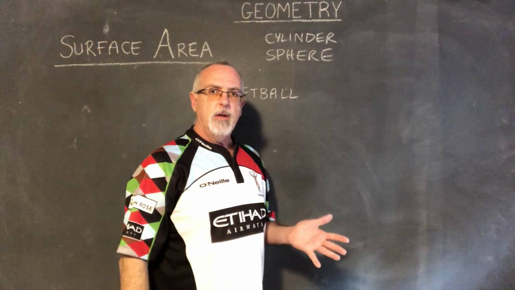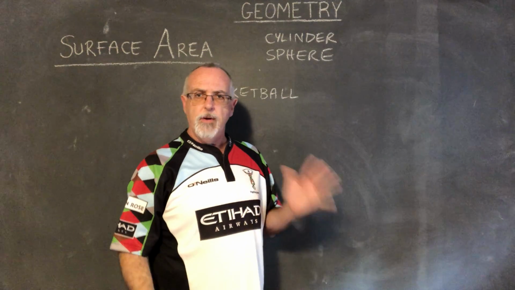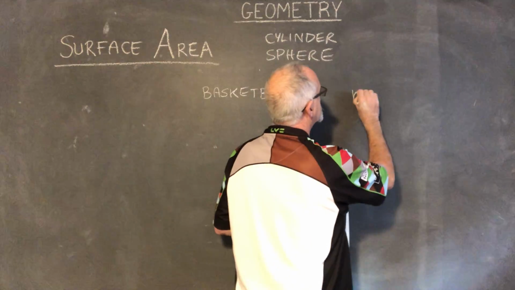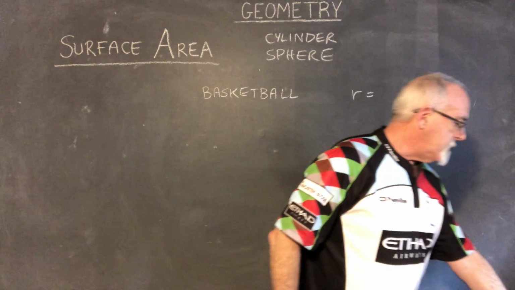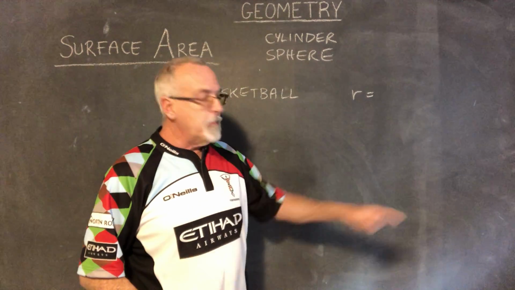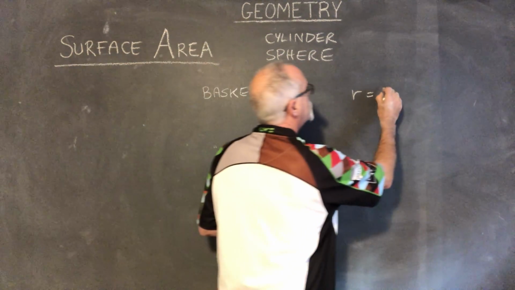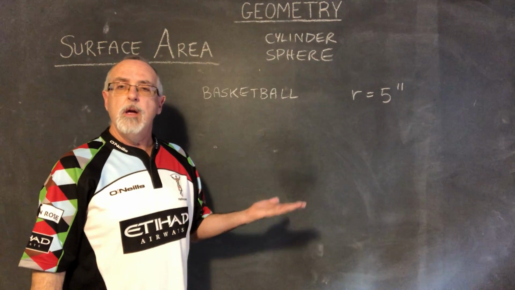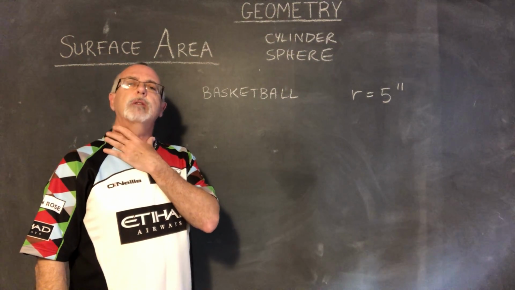And to do the surface area of a sphere, we need one thing only, which is the radius. So I'm going to give the radius. The radius of the basketball, well, at least the size that I found when I did my search, which I think matches the basketball I have, is 5 inches. Okay, so what did we learn about surface area of the sphere last year?